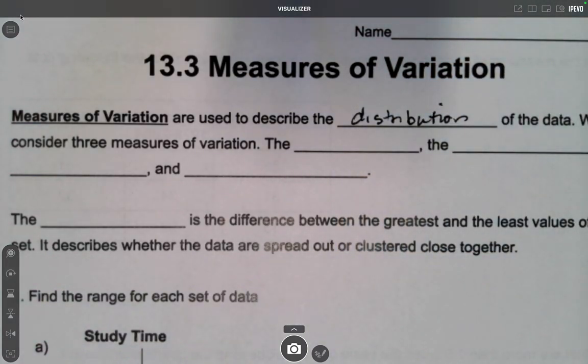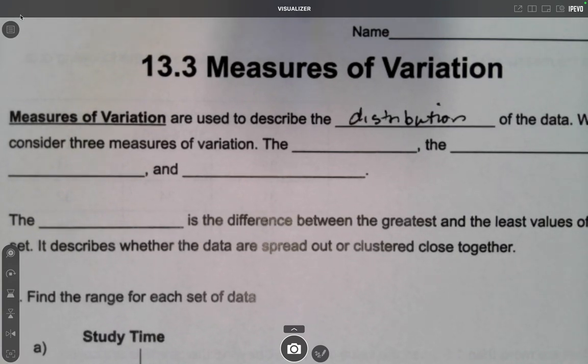The distribution of the data. How far is it spread out? Is it spread out pretty evenly? Is it spread out pretty randomly? Is there a lot more on one side than the other? Things like that. We're going to look at 3 different measures of variation.